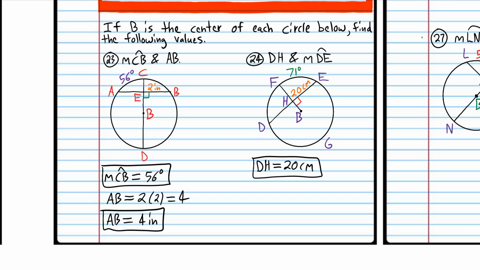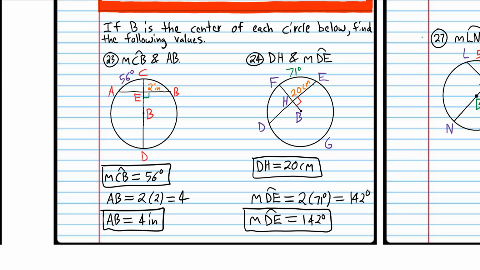And measure of arc DE is equal to 2 times 71 degrees, which equals 142 degrees. So the measure of arc DE is equal to, and I'm going to explain why that is as we go along here. Let me just write it down first.